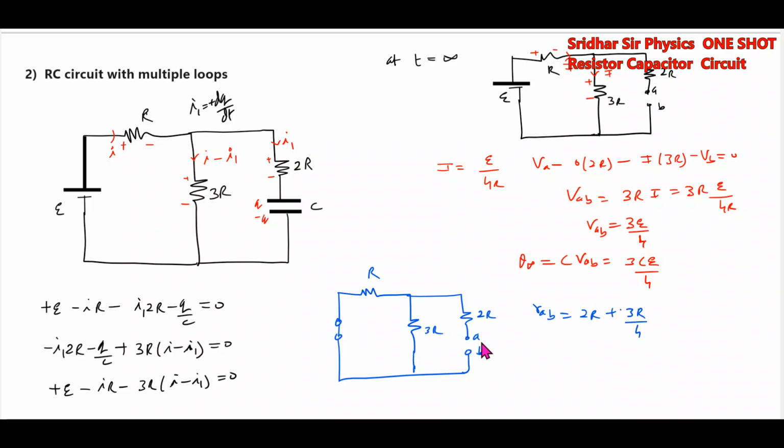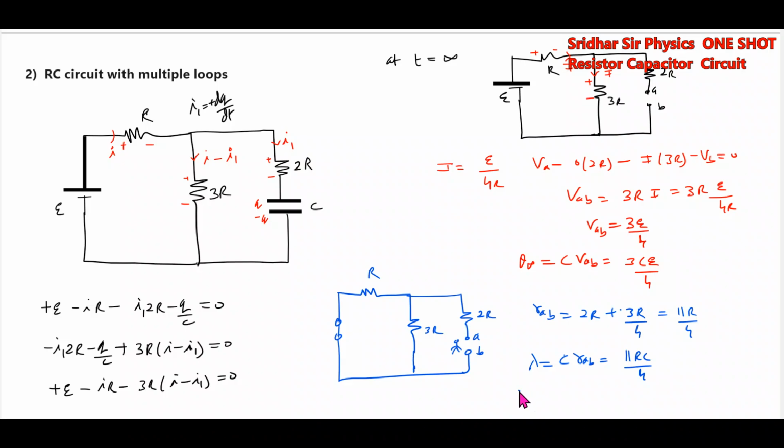As seen from the terminals AB, what is the effective resistance? These two are in parallel. That effective resistance will be in series with this one. So this will be 11R by 4. Then what is the time constant? The time constant will be C into RAB, which is 11RC by 4.